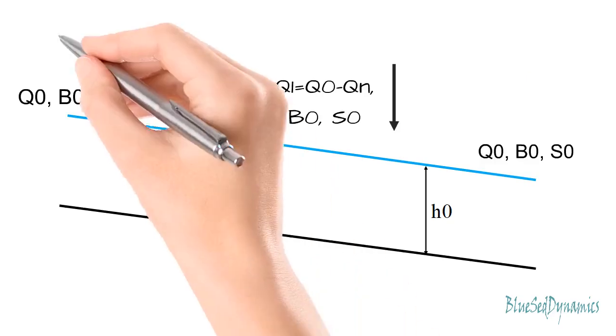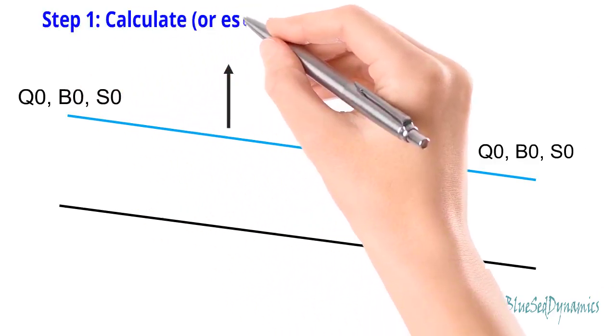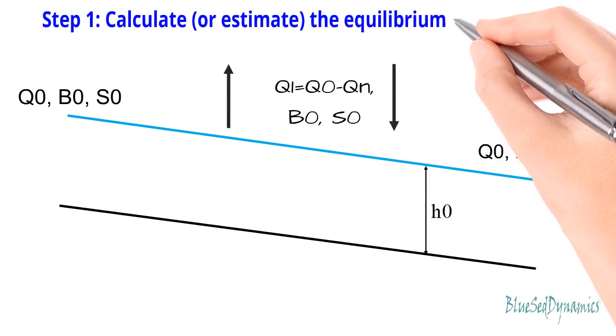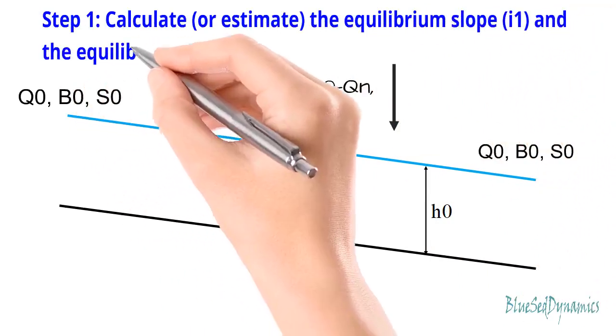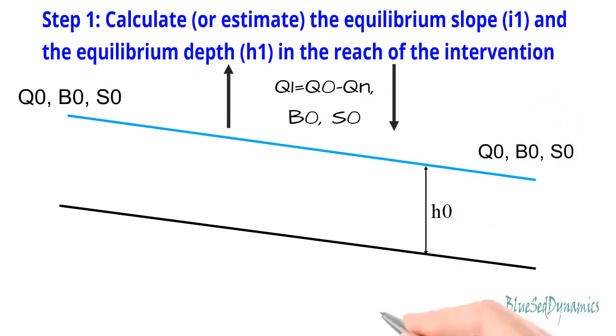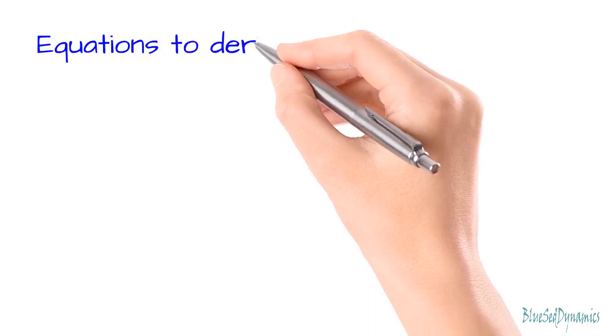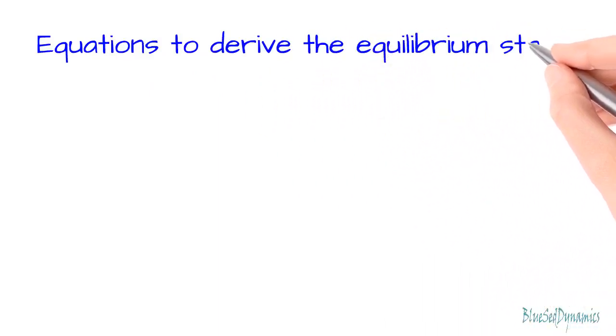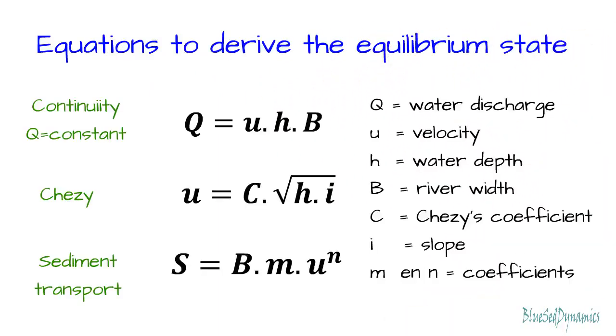Step 1. Calculate, or estimate, the equilibrium slope, I1, and the equilibrium depth, H1, in the reach of the intervention. Equations to derive the equilibrium state. Equilibrium is the state in which no further changes occur over time. Slope, water depth, and sediment transport are constant, uniform flow.